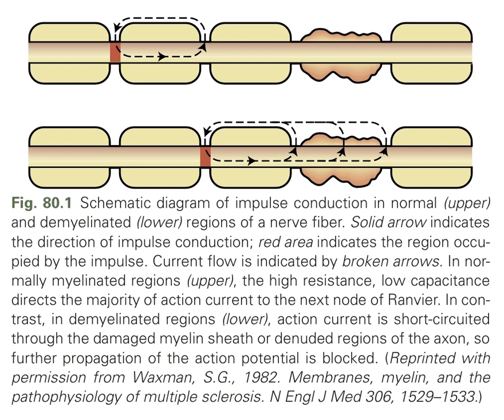But what happens when that system breaks down? Let's look at it. Now take a look at the upper diagram in this image. This represents a healthy, normally myelinated nerve fiber.